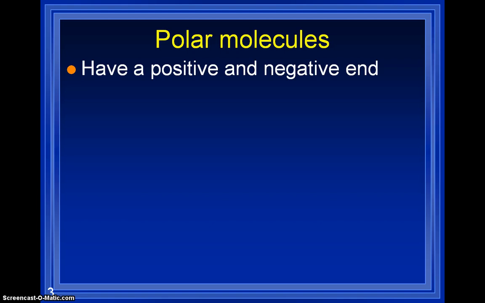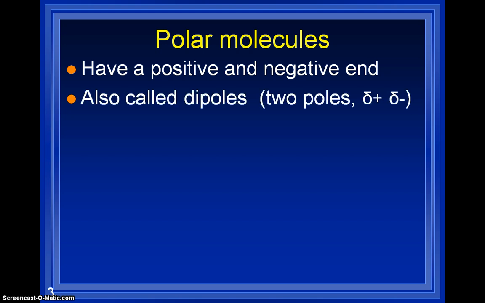So what does polar mean? Polar means that essentially because there is an uneven sharing of electrons between one atom or the other, one end is going to be slightly positive and one end is going to be slightly negative. And we call these dipoles, or there's two poles, either a positive or a negative pole. And we use the Greek letter delta with a positive, or the Greek letter delta with a negative, in order to show on the molecule which side is the positive or negative side.